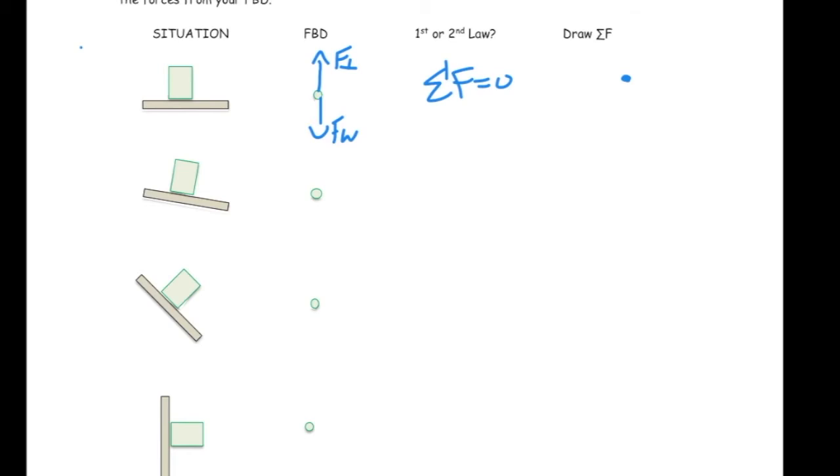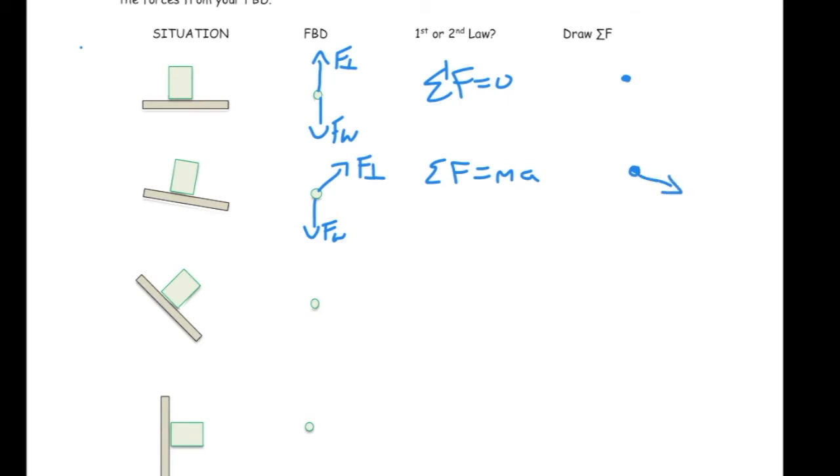In the second situation, we have the block on a modest incline. The weight is still straight down, but the normal force is a little bit shorter and perpendicular to the ramp. These forces do not cancel out, so that means we have the second law: the sum of the forces equals ma. The sum of these two forces would be downhill.